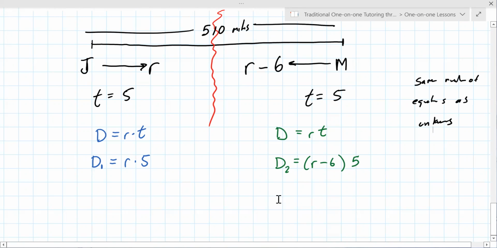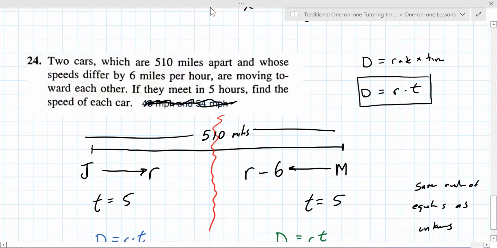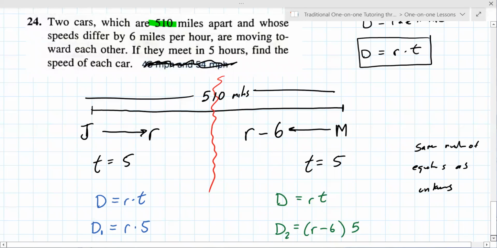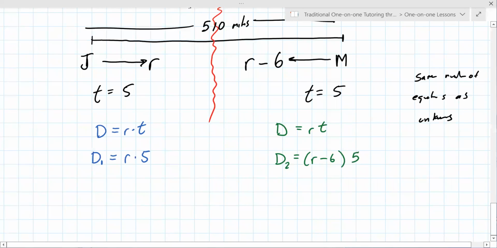So we only have 2 equations, but 3 unknowns. We need another equation. What we did not use, sometimes you get to this point and then you realize you didn't use all the information. We have not used the 510. What does the 510 represent? Both of our distances. Exactly. So there's your third equation: D1 plus D2 equals 510.